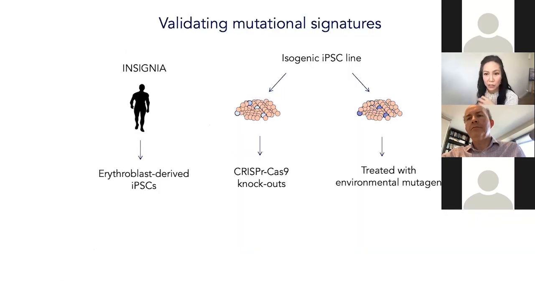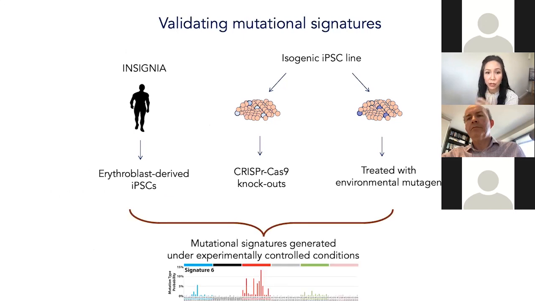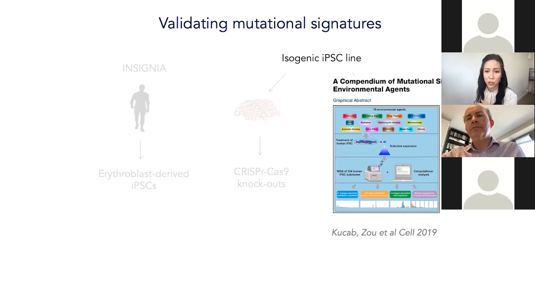So we've been systematically performing experiments to generate mutational signatures under experimentally controlled conditions. Can we recapitulate what we see in cancers? Can we find new ones by taking a systematic approach? And the short answer is yes, we can. We've published a compendium of mutational signatures of all the environmental mutagens that are known or suspected to be implicated in cancer in this paper in 2019.